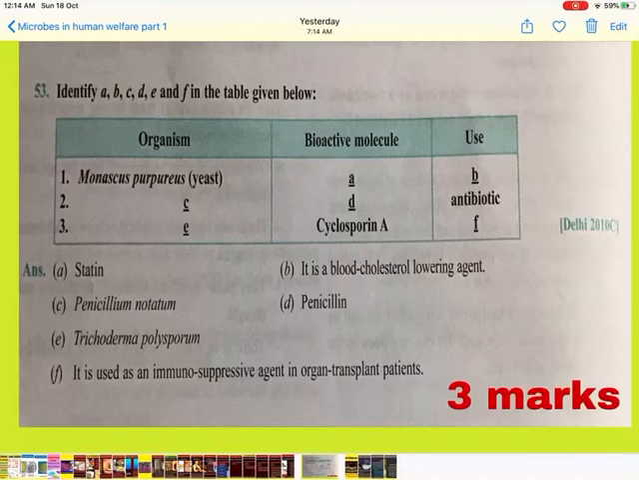सी एंड डी यूज में लिखा हुआ है एंटीबायोटिक है, तो ऑर्गेनिज्म कौन सा होगा? पेनिसिलियम नोटेटम. बायोएक्टिव मॉलिक्यूल कौन सा होगा? पेनिसिलिन. थर्ड पार्ट में देखिए इसका, बायोएक्टिव मॉलिक्यूल में कॉलम फिल है साइक्लोस्पोरिन ए, तो ई में क्या आएगा? ट्राइकोडर्मा पॉलीस्पोरम इज द ऑर्गेनिज्म. और इसका यूज क्या होगा? इट इज यूज्ड एज एन इम्यूनोसप्रेसिव एजेंट इन ऑर्गन ट्रांसप्लांटेशन. 3 मार्क्स का क्वेश्चन है एंड वेरी स्कोरिंग.